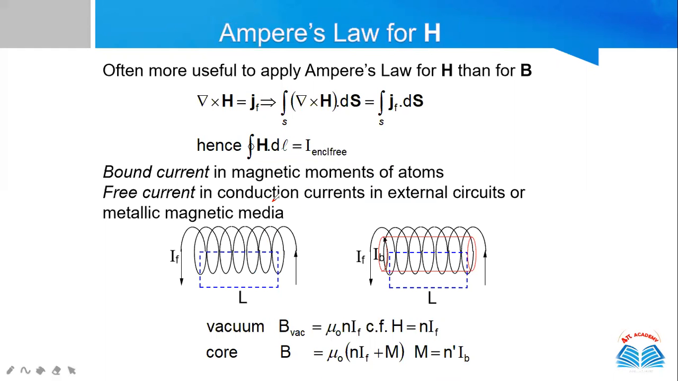If we wish to apply Ampere's law in terms of this H, then what will we do? We know that del cross H equals JF. Just put the surface integral on both sides. So the surface integral we calculate using Stokes' theorem, giving closed integral H dot dl, and this will be I_N for free charges. So the Ampere's law will be this one in terms of the magnetization intensity.